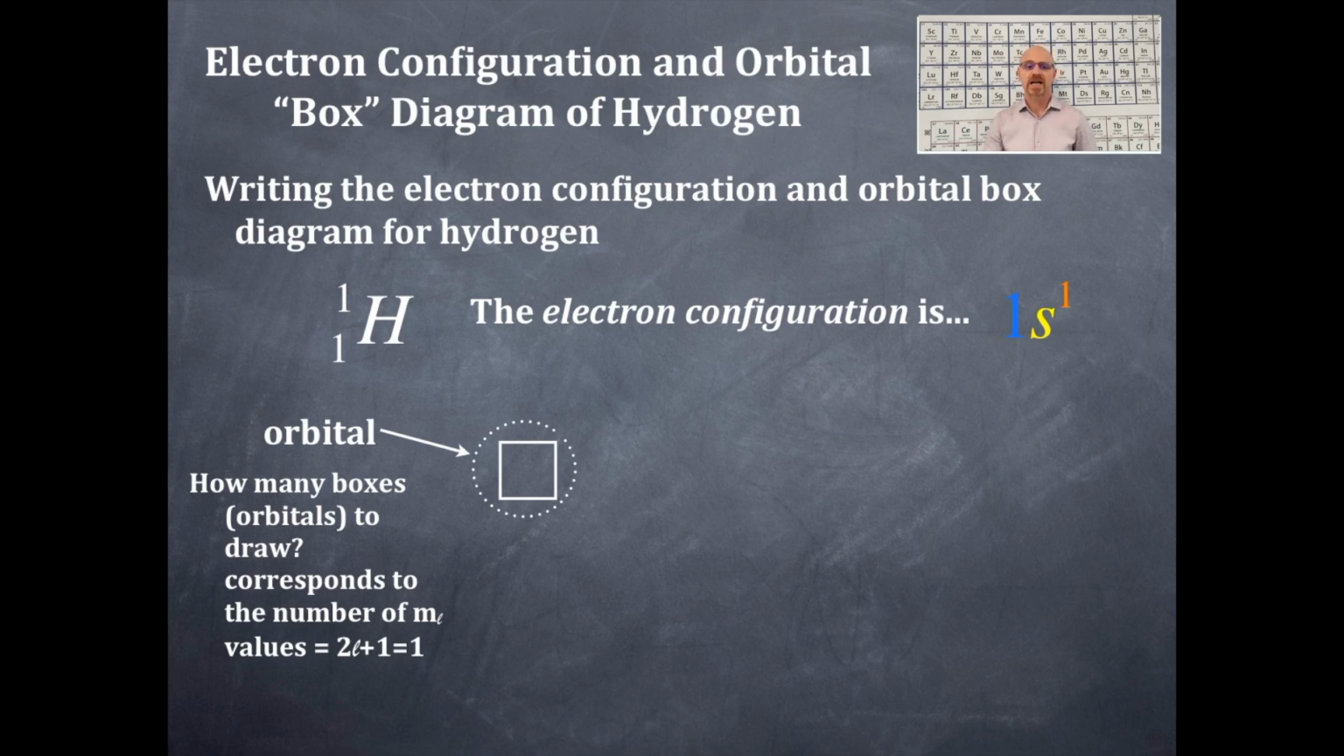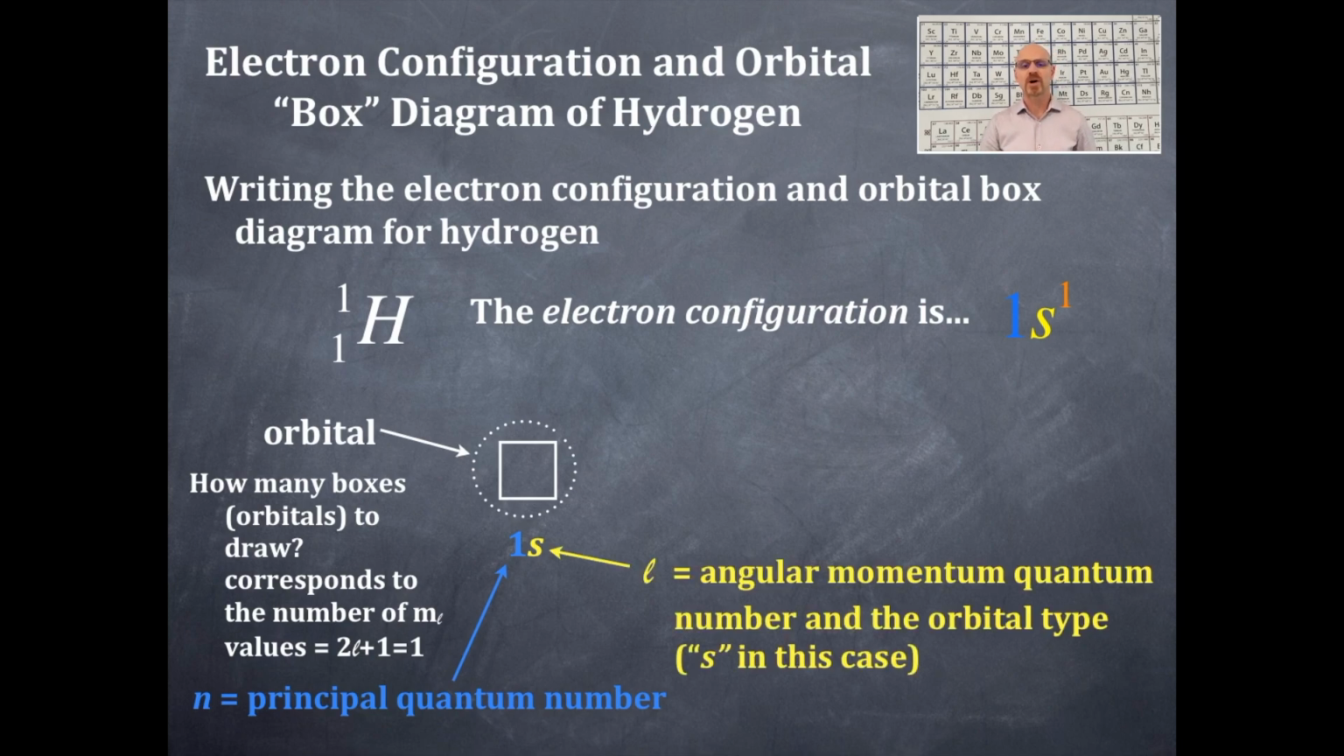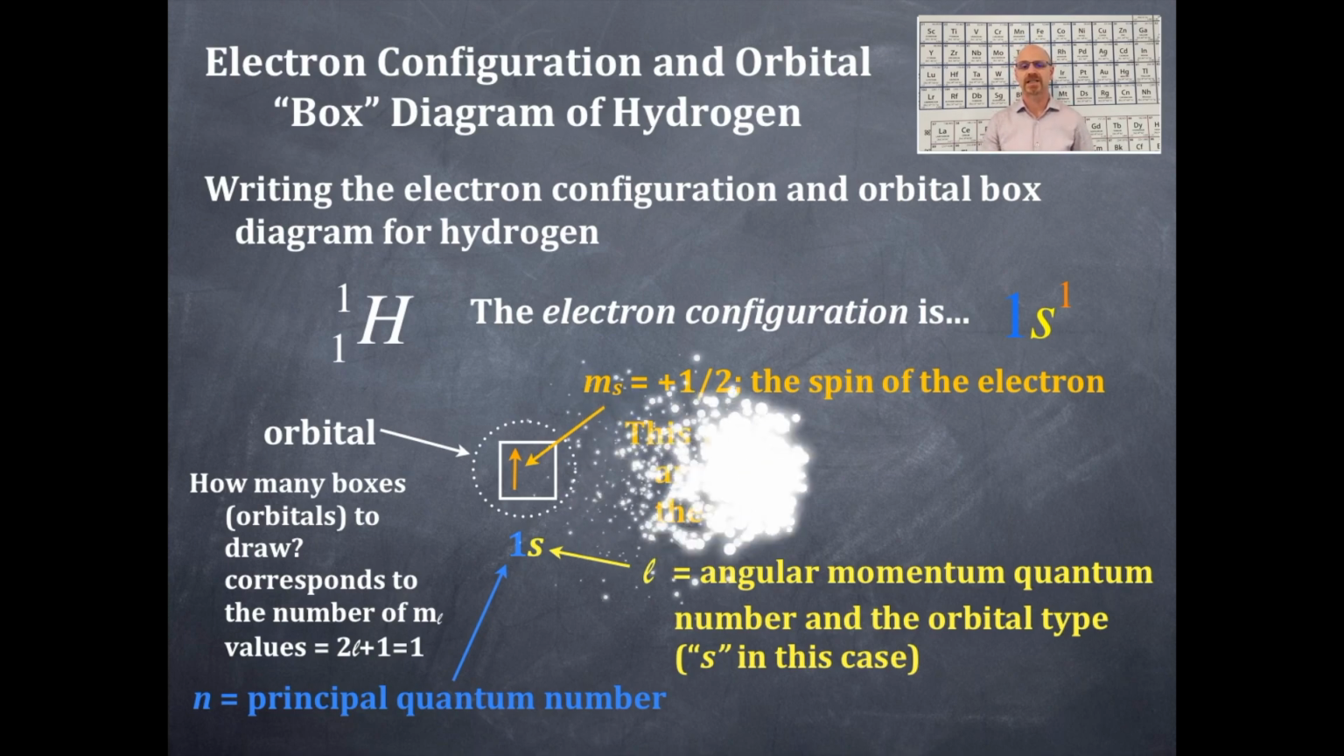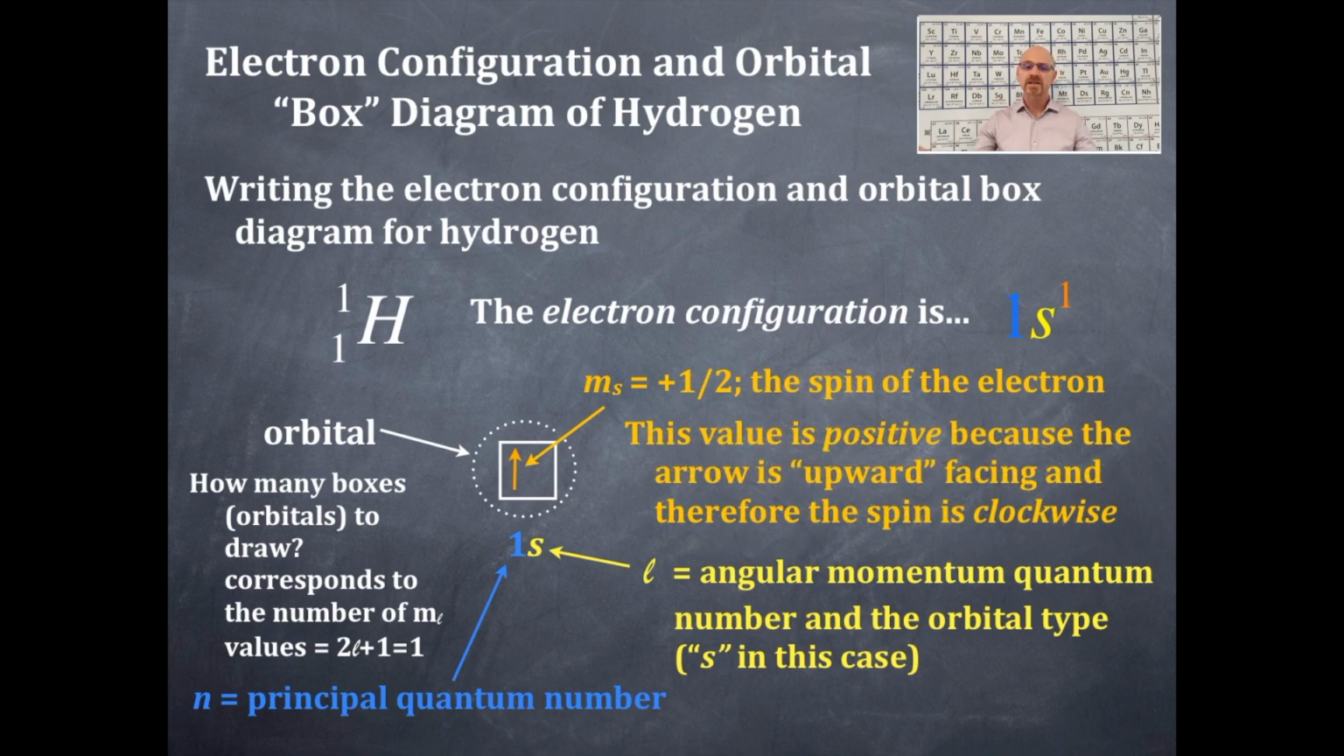Now we need to label that box. That box is going to be a 1s-type box. Notice that I didn't have 1s1, it's just 1s. Okay, that 1 in the orangey color there is going to be corresponding to an electron, and electrons are drawn as arrows. Okay, that 1 is the principal quantum number, just like it was before. The s is the angular momentum quantum number. That's an l of 0. It's an s-type orbital. Now I'm going to have 1 arrow, and that 1 arrow is up. That is an m sub s value of plus 1/2. That is the spin of the electron. That is a clockwise spin of the electron. Okay, so the value is positive because the arrow is upward facing, and therefore the spin is clockwise.